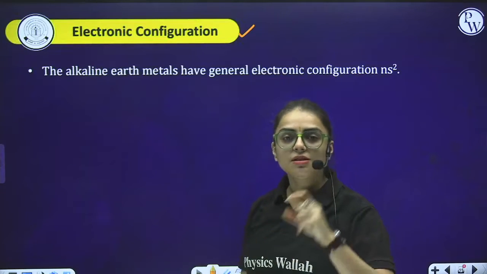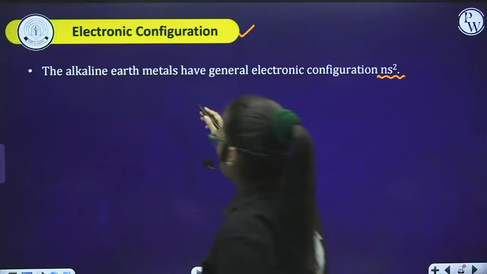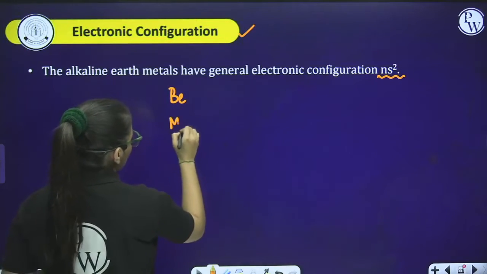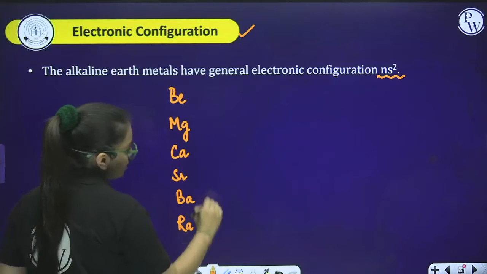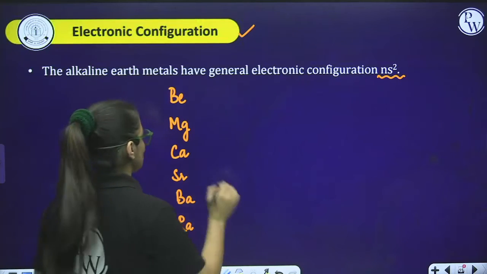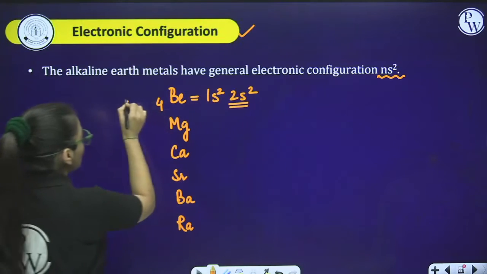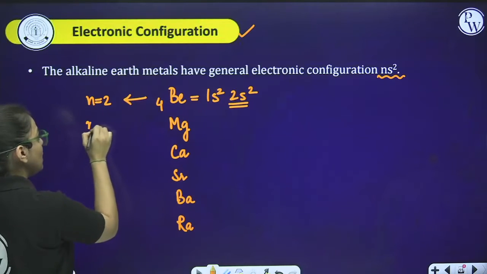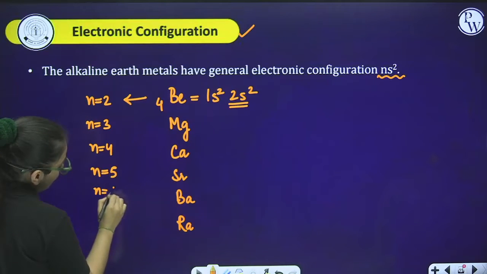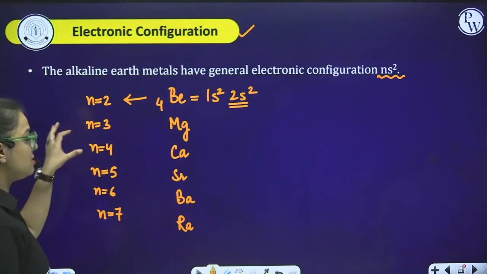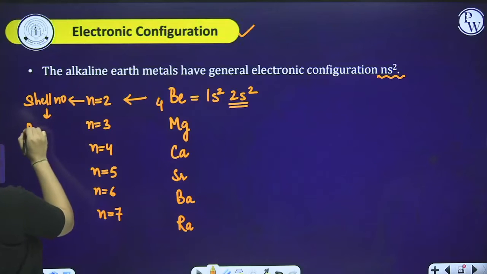So students, for alkali metals, the general electronic configuration was ns1 and for them it is going to be ns2, right? Let's write it. Beryllium, magnesium, calcium, strontium, barium and radium. Now see students, general electronic configuration is ns2. In beryllium, if I have to write, it is 1s2, 2s2, right? So in beryllium, n value is 2. Here n value will be 3. Here n value will be 4. Here n value will be 5. Here n value will be 6. Here n value will be 7. So n basically represents your shell number as well as your period number.